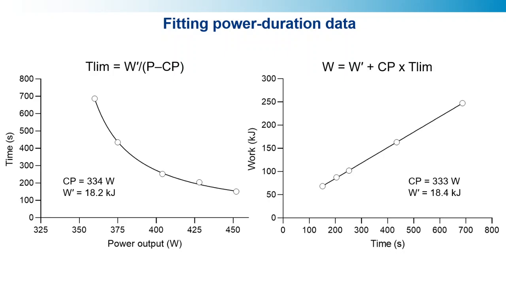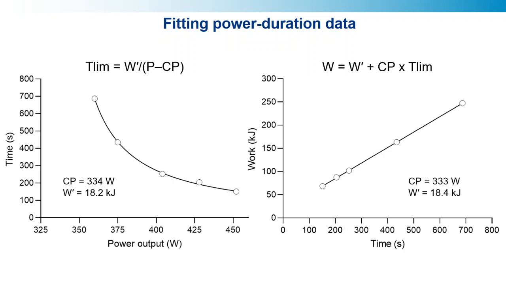But the fitting of these data is really important. Why have we chosen 5 predicting trials? Well, because that's better than 4, better than 3, and certainly better than 2. And the reason it's better is that you get more confidence in your parameter estimates with the more data points that you use.